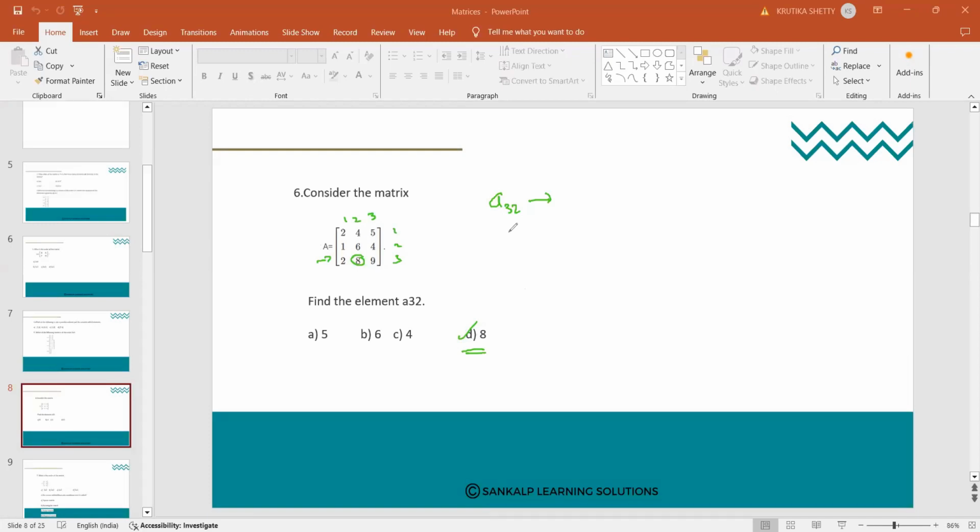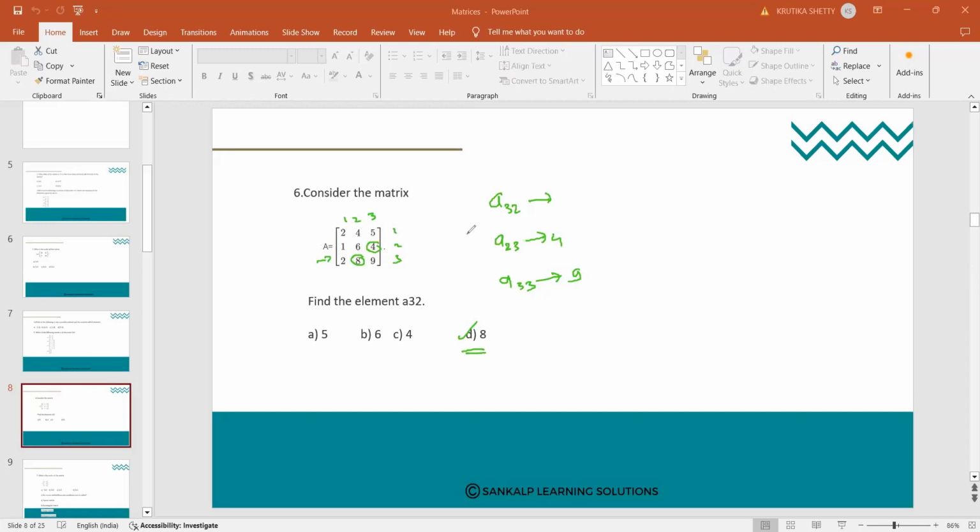What will be A23? Just try to answer in the group, in the text box. A23: second row, third. The answer will be 4. Yes, most of you have answered 4. Similarly, what will be A33? The element A33 will be 9. Yes, correct. This question is based on the position of an element in a matrix.